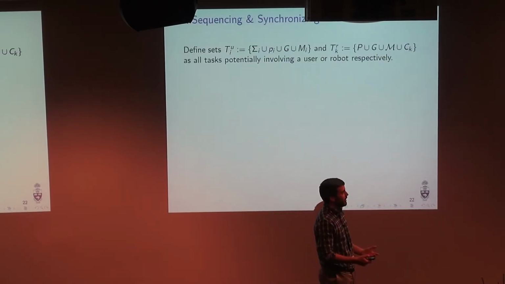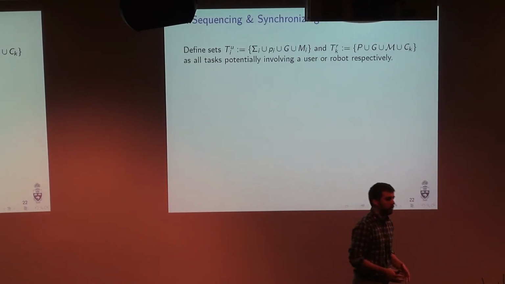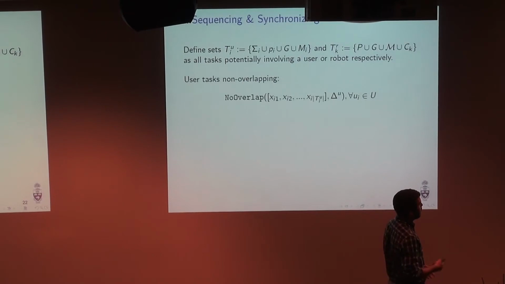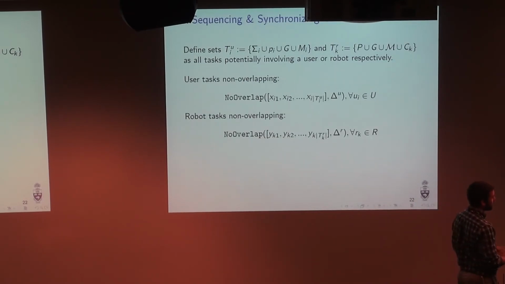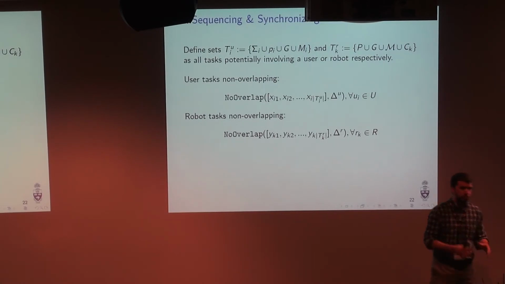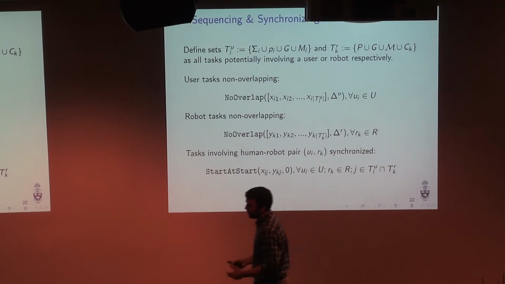So essentially here we define a couple sets that basically amalgamate all the tasks that could potentially involve a particular user or robot, and then we're going to enforce a couple no overlap constraints, including transition times on those tasks. And these just ensure that for users and robots, none of the tasks are interfering temporally. We'll also have a synchronization component.